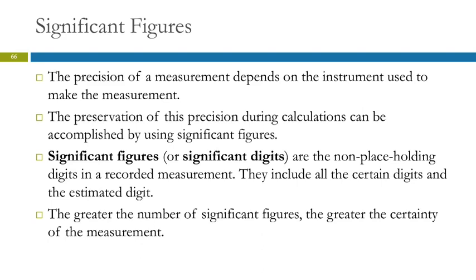So we define a significant figure, sometimes called a significant digit, as non-place-holding digits in a recorded measurement. They're going to include all of the certain digits and that one estimated digit. If you have more significant figures, you have greater precision. If you have fewer, you have less precision or less certainty about the measurement.